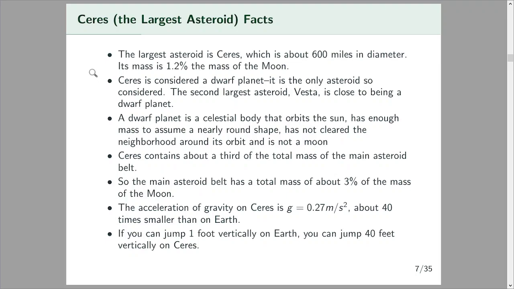Ceres contains about 1/3 of the total mass of the asteroid belt. So the main asteroid belt is only about 3% the mass of the moon. That tells you how little mass there is out there, and it's an enormous area. The acceleration of gravity on Ceres is g equals 0.27 meters per second squared. If you remember, on Earth it's about 10. So it's about 40 times smaller than Earth's gravity. If you can jump 1 foot vertically on Earth, you can jump 40 feet on Ceres. I would have mad ups on Ceres. I could be a great basketball player.